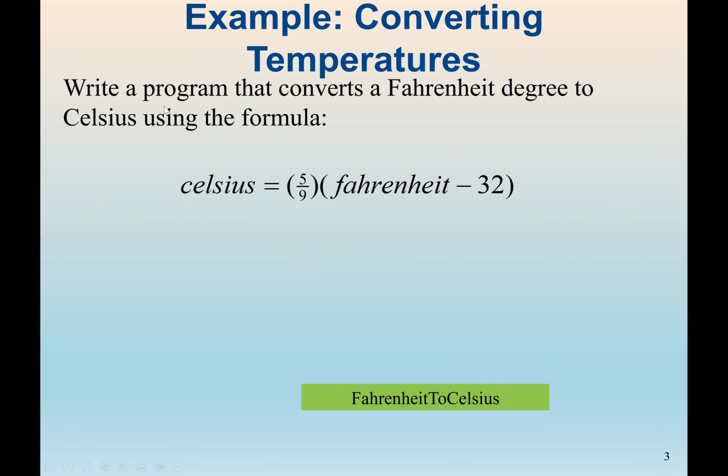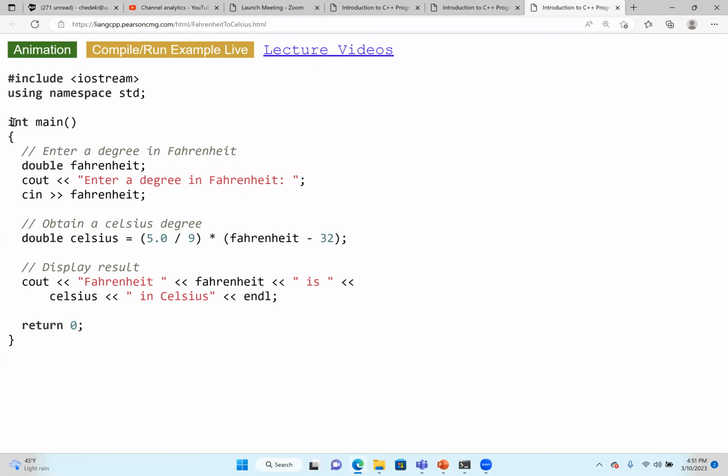Here they say we should write a program that converts a Fahrenheit degree to Celsius using the formula given. So this means we are going to get an input. Our input will be a degree in Fahrenheit, and our process will be using this formula to convert the degree in Fahrenheit to Celsius. Then our output will be to display our results. So let's see the program here.